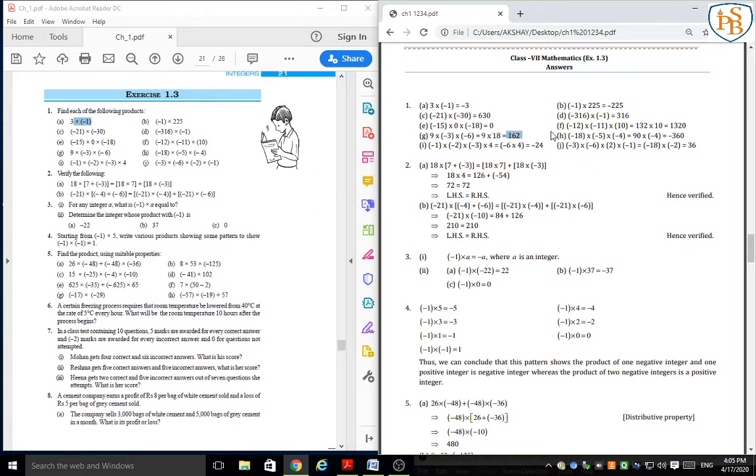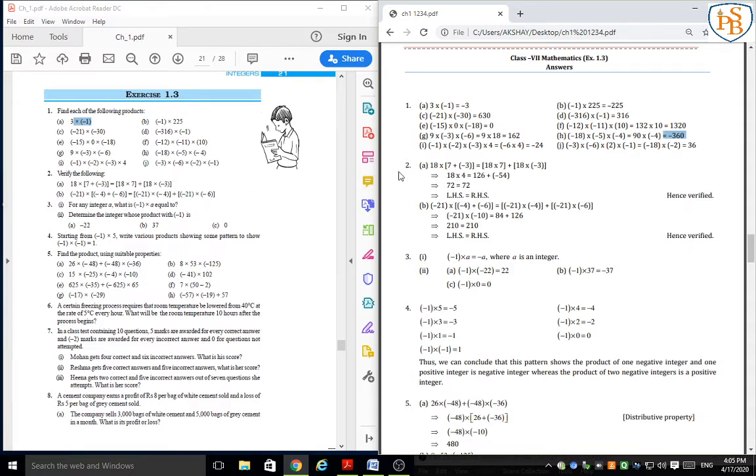The next question, H, negative 18 into negative 5 into negative 4. This question has 3 negative integers, and 3 is an odd number, so I know that the answer will carry a negative sign, which will be a negative integer. So 18 fives are 90, and 90 into negative 4, the answer will be negative 360.